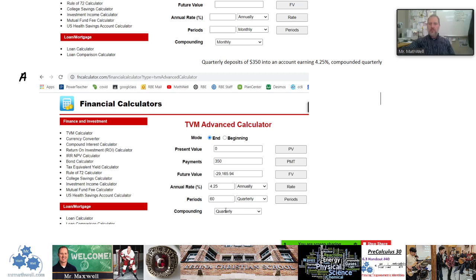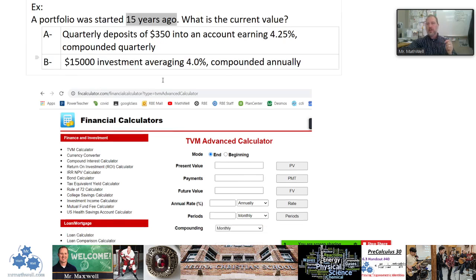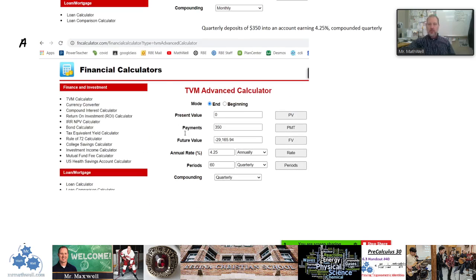So what kind of periods are we looking at? Quarterly deposits of $350. So the periods are going to be your number of years. That's 15 in the question. Okay. Portfolio was started 15 years ago. 15 times 4, because quarterly is 4 times a year. So 15 times 4 is 60.